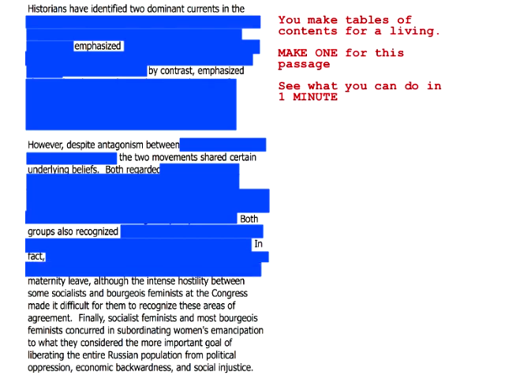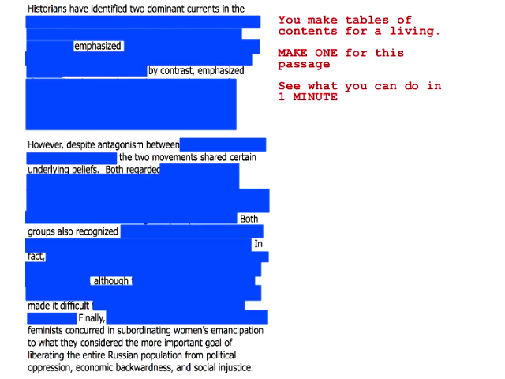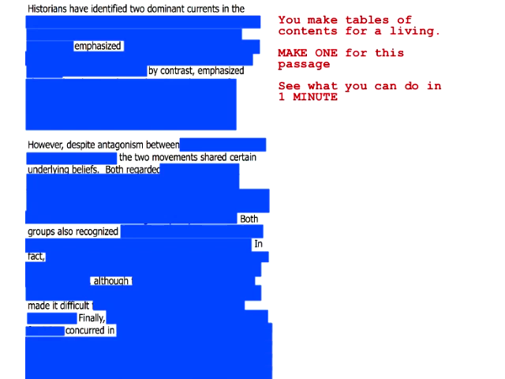Although the intense hostility made it difficult. Okay. Finally, although something made it difficult, we didn't care. They concurred in blah, blah, blah. There's a lot of blue stuff. Almost the whole thing is blue stuff.